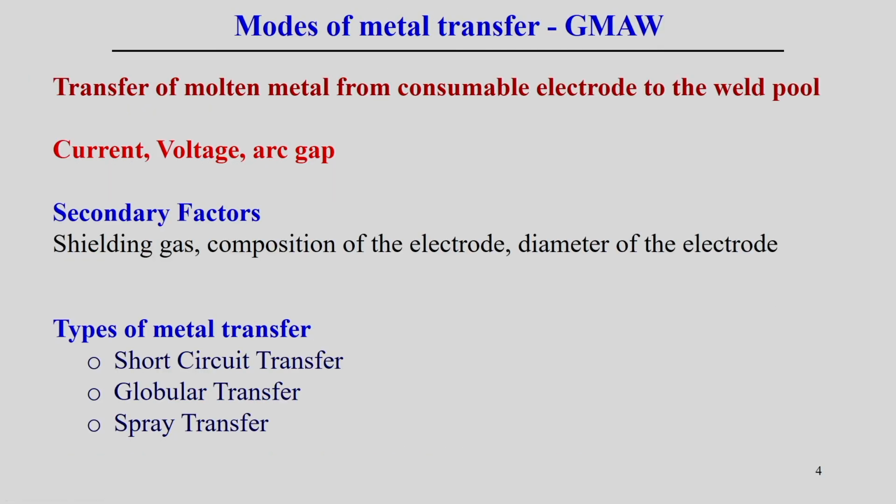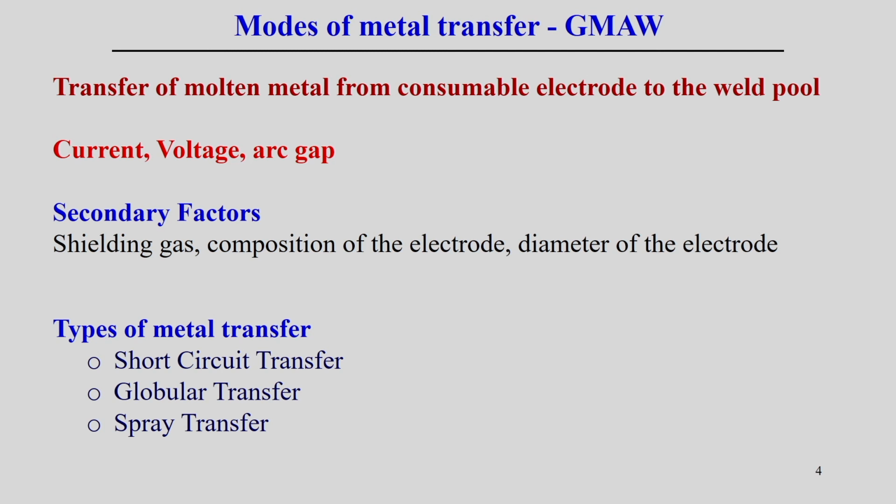Now, the mode of metal transfer in gas metal arc welding is basically the transfer of molten metal from the consumable electrode to the weld pool. There are different modes available for the transport of the molten droplet from electrode to the weld pool. The primary process variables that this metal transfer depends on are current, voltage and arc gap. Current and voltage we know, but the arc gap is also important, the gap maintained between the electrode and the workpiece.